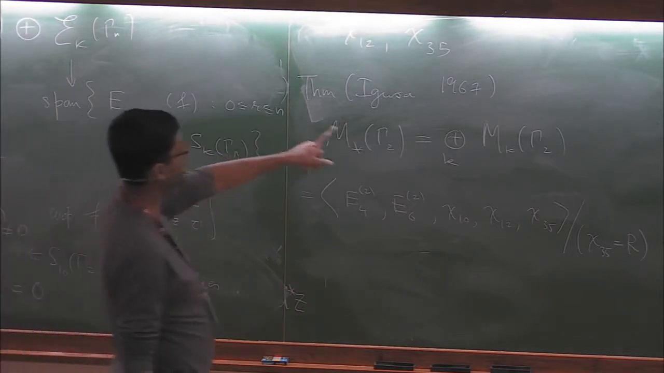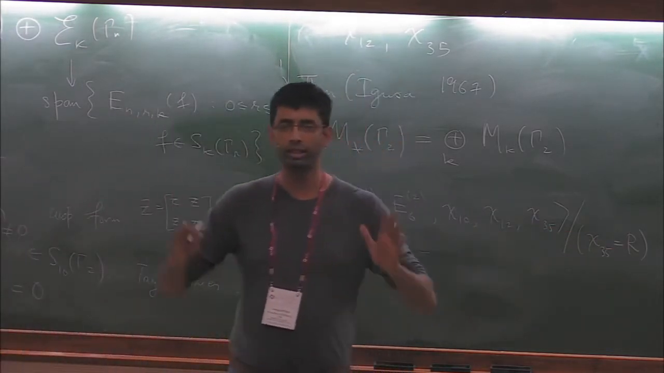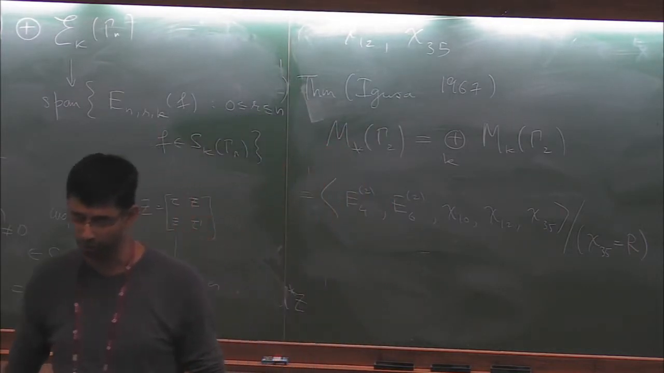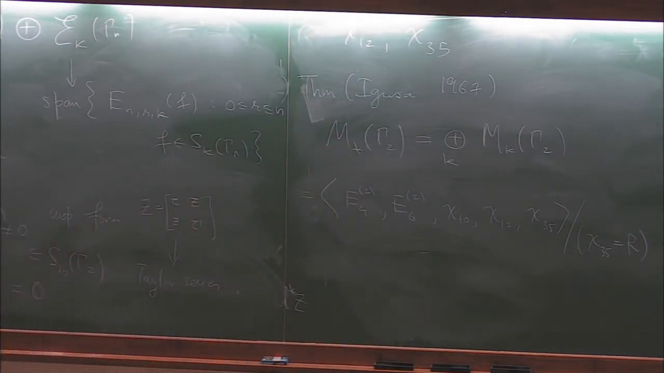And so Igusa writes down the polynomial in full details. It's one full page of his paper. The coefficients are numbers which are 15, 16 digits long. And this is 1967. So how did he get those?